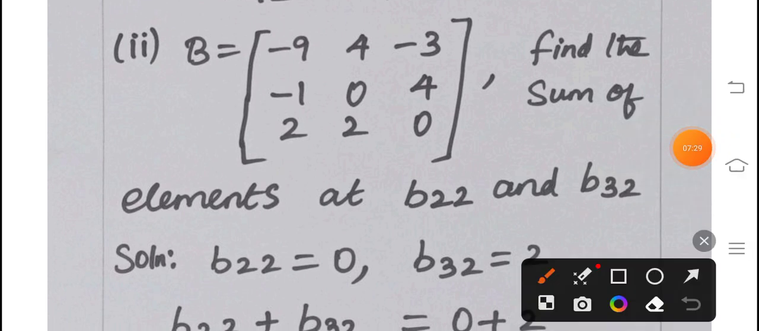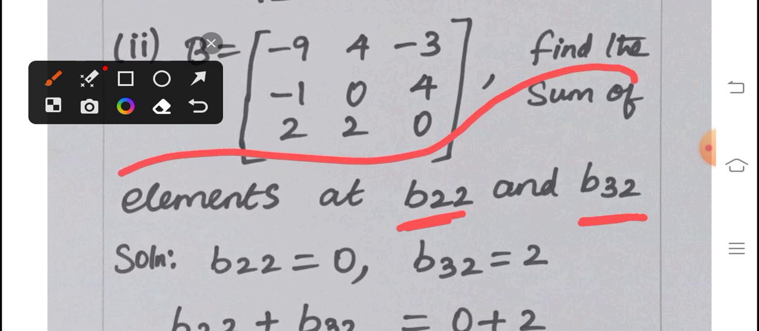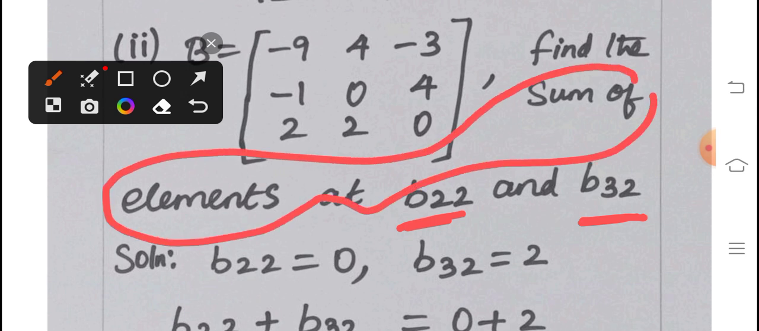Then the second subdivision, if you see now, what they are asking: B they have given, find the sum of elements at B22 and B32. That means sum of the elements. So B22 and B32 we are going to add. B22 now what? Second row second column. What is second row second column? 0. B32 now, third row second column. So third row second column is 2.